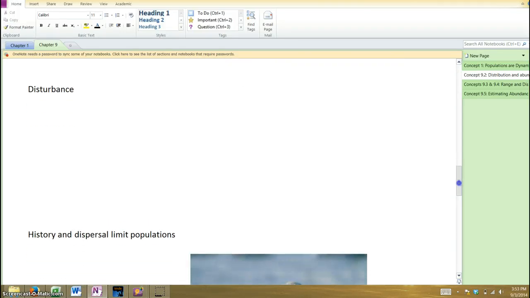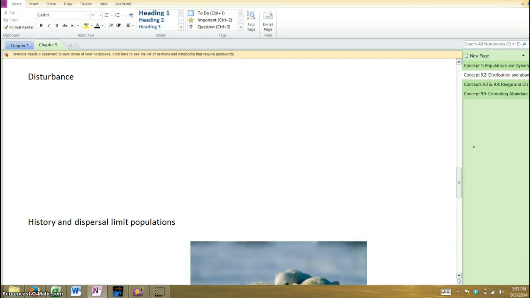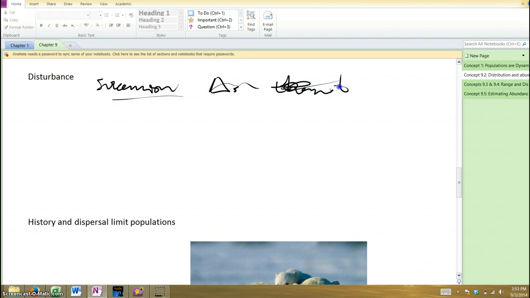Disturbance is an important factor as well. In the community ecology section, we'll talk about the process of succession, which are the changes that occur through time, in natural systems. So a field will start out as containing mostly grasses and herbaceous plants, then you'll have shrubs come in, and then you'll have the bigger trees, et cetera, et cetera.